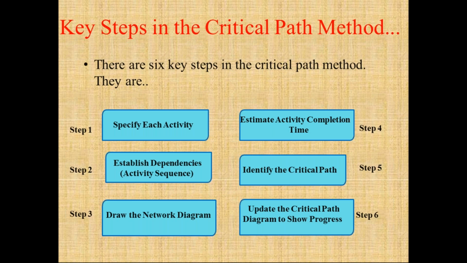So there are 6 key steps for the critical path method. The first step is to specify each activity, then establish dependencies, that is activity sequence, then we need to draw the network diagram, then we need to estimate the completion time, we need to identify the critical path, then we need to update the critical path diagram to show the progress. So let us see them one by one.